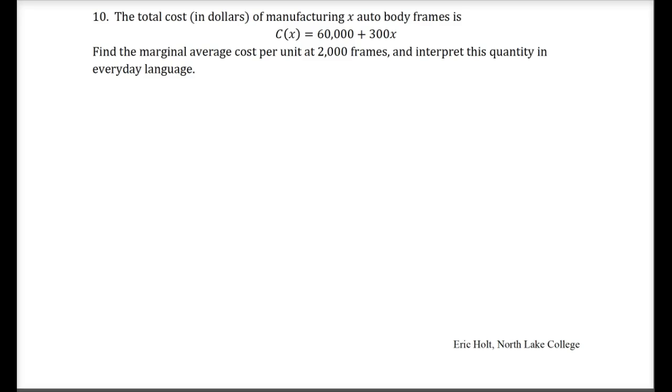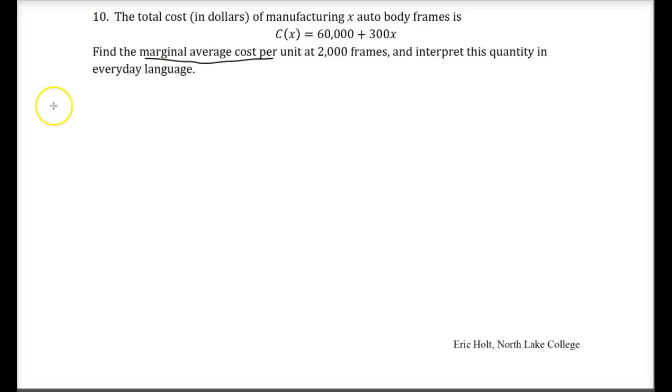All right, so question number 10 tells us that the total cost in dollars of manufacturing x auto body frames is given by this cost function. And what we want to do is find the marginal average cost per unit at 2,000 frames, and interpret this in everyday language. So the key to this is to understand what we mean when we say marginal average cost. What we're given here is a cost function.